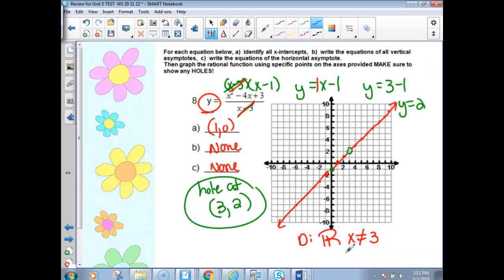All right, we also went over number 8 and determined the hole in the graph by factoring and finding a common factor of x minus 3 in both the numerator and the denominator. Then once we found the value of 3, we reduced down the equation to y equals x minus 1, and we plugged in 3 into that equation to find out the exact location of that hole, which was at 3, 2.